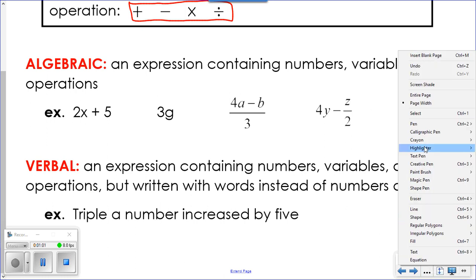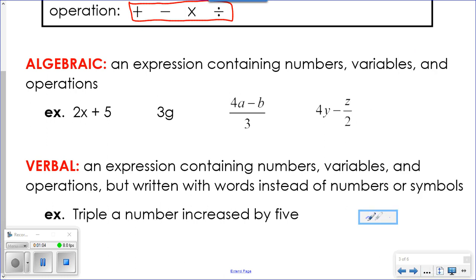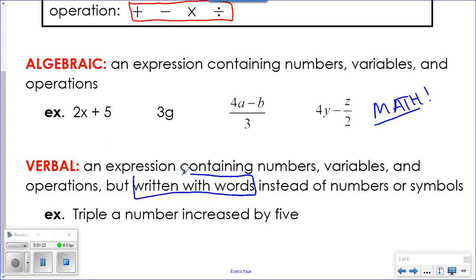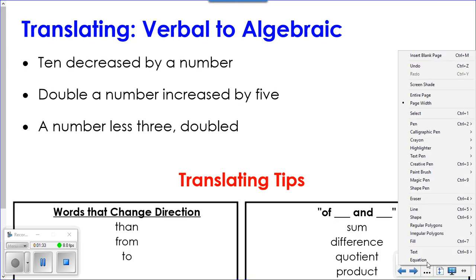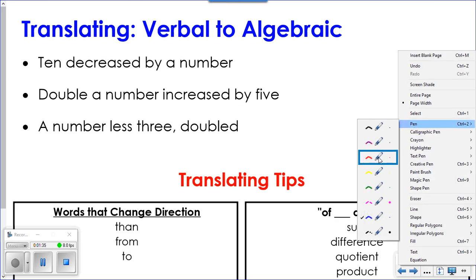The first type of expression we're going to be looking at is an algebraic expression. This is an expression that has numbers, variables, and operations. So this is the one that looks like math. Okay. Then we also have the verbal expressions, and these are equivalent to the algebraic expressions, but these are written with words instead of numbers and symbols. So for example, we could have triple a number increased by 5 as a verbal expression. So we want to start just by taking these verbal expressions and going to algebraic.